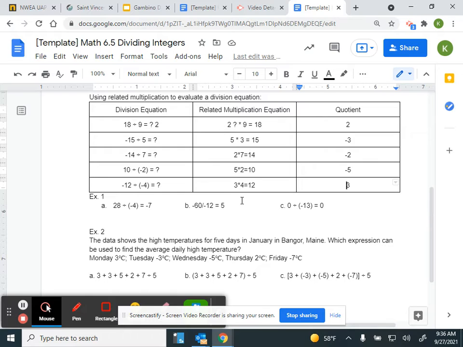Oh, wait, my bad. Why is it a positive? Because both of them are negative. Yeah, they're both the same sign. We have a negative divided by a negative, so our answer will be positive.